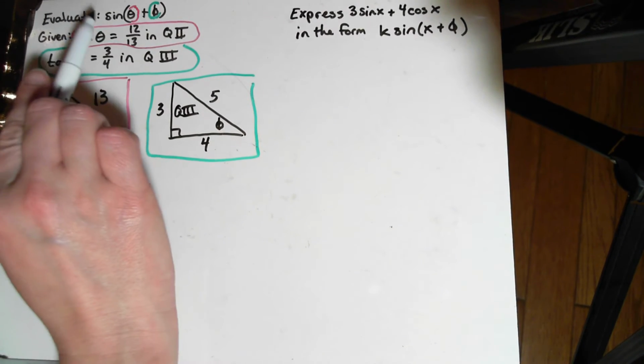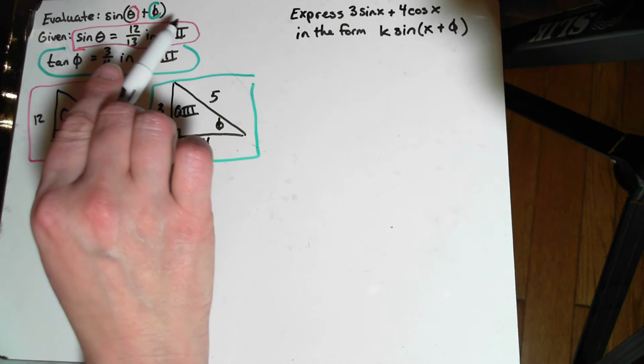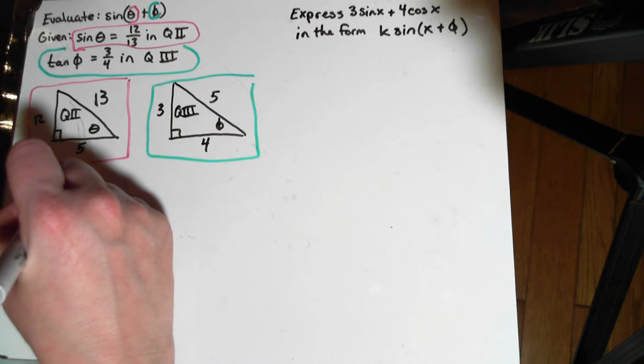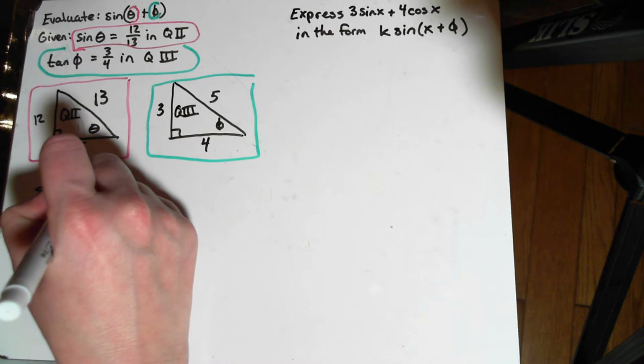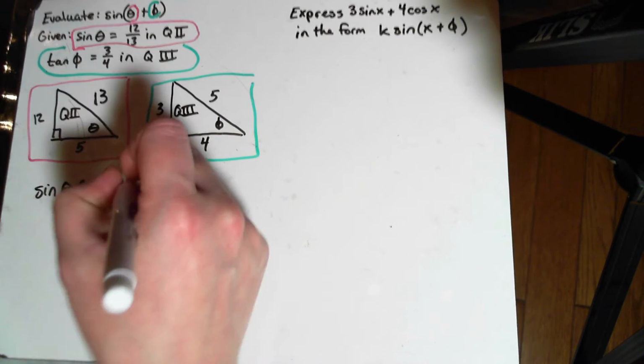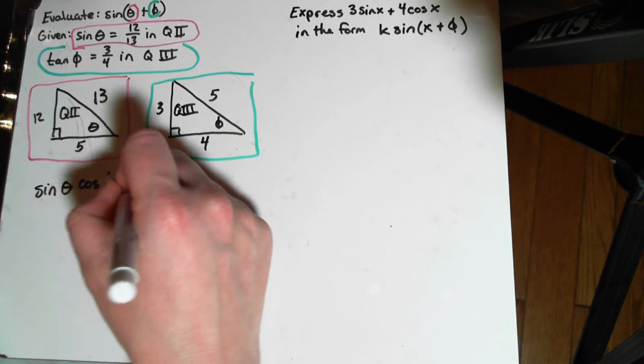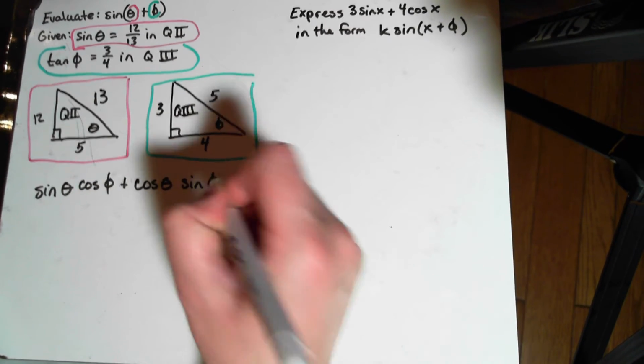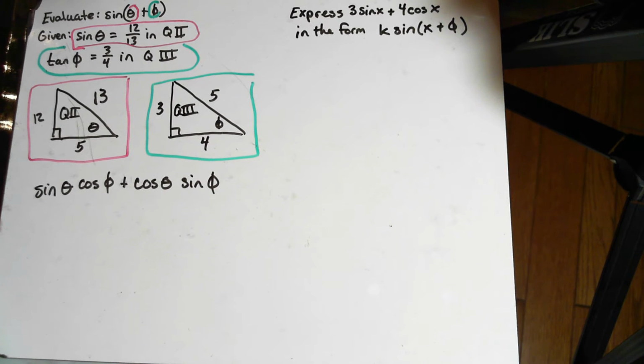Sine addition, because this is sine of an angle plus an angle. Sine addition, I'm getting that from my formulas page: sine of the first thing times cosine of the second thing, plus cosine of the first, sine of the second. And now I'm going to put in values from my triangles.